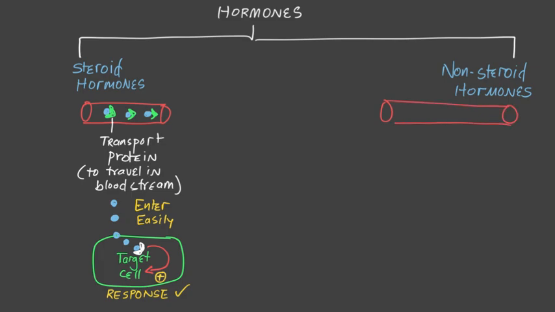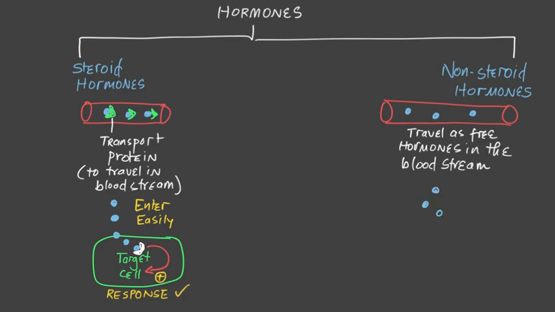The non-steroid hormones, they travel fairly easily through the bloodstream because they do mix with water. They don't need a transport protein to carry them. So the non-steroid hormones travel as free hormones in the bloodstream. However, once they arrive at the target cell, they have a problem.